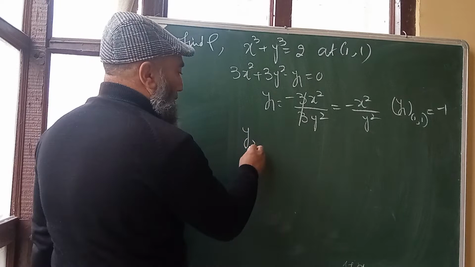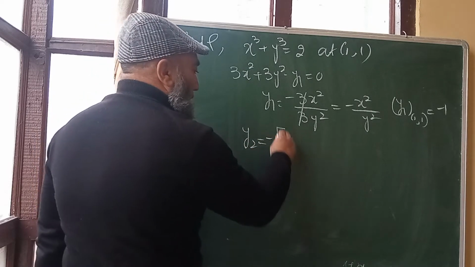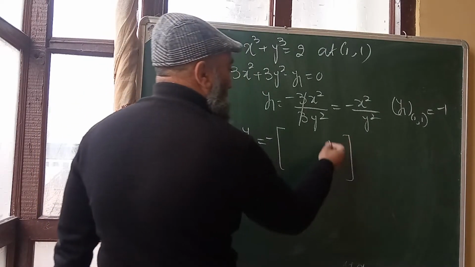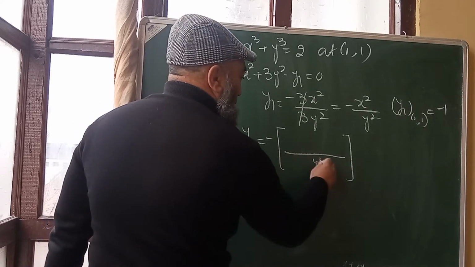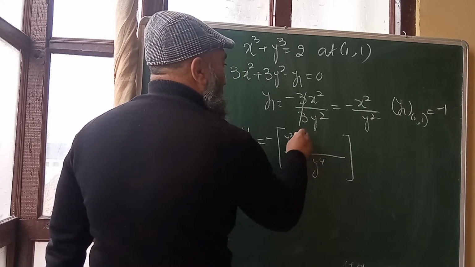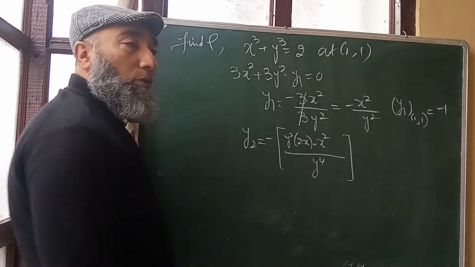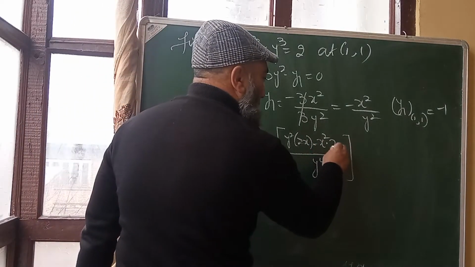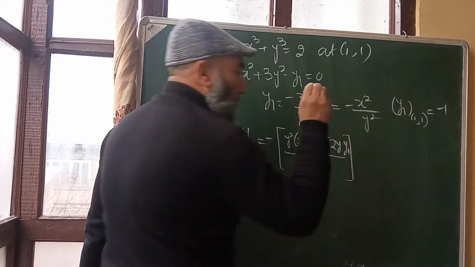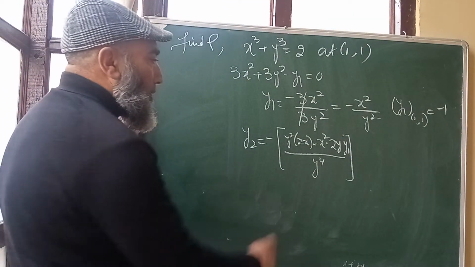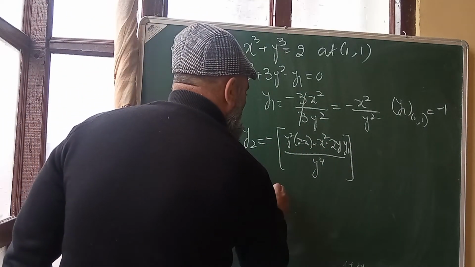Now let me find y2. Minus, you can take outside. This is u by v now. y square as it is, derivative of x square is 2x, minus x square, derivative of y square is 2y y1. Fine? So 2 you can take outside, minus 2.